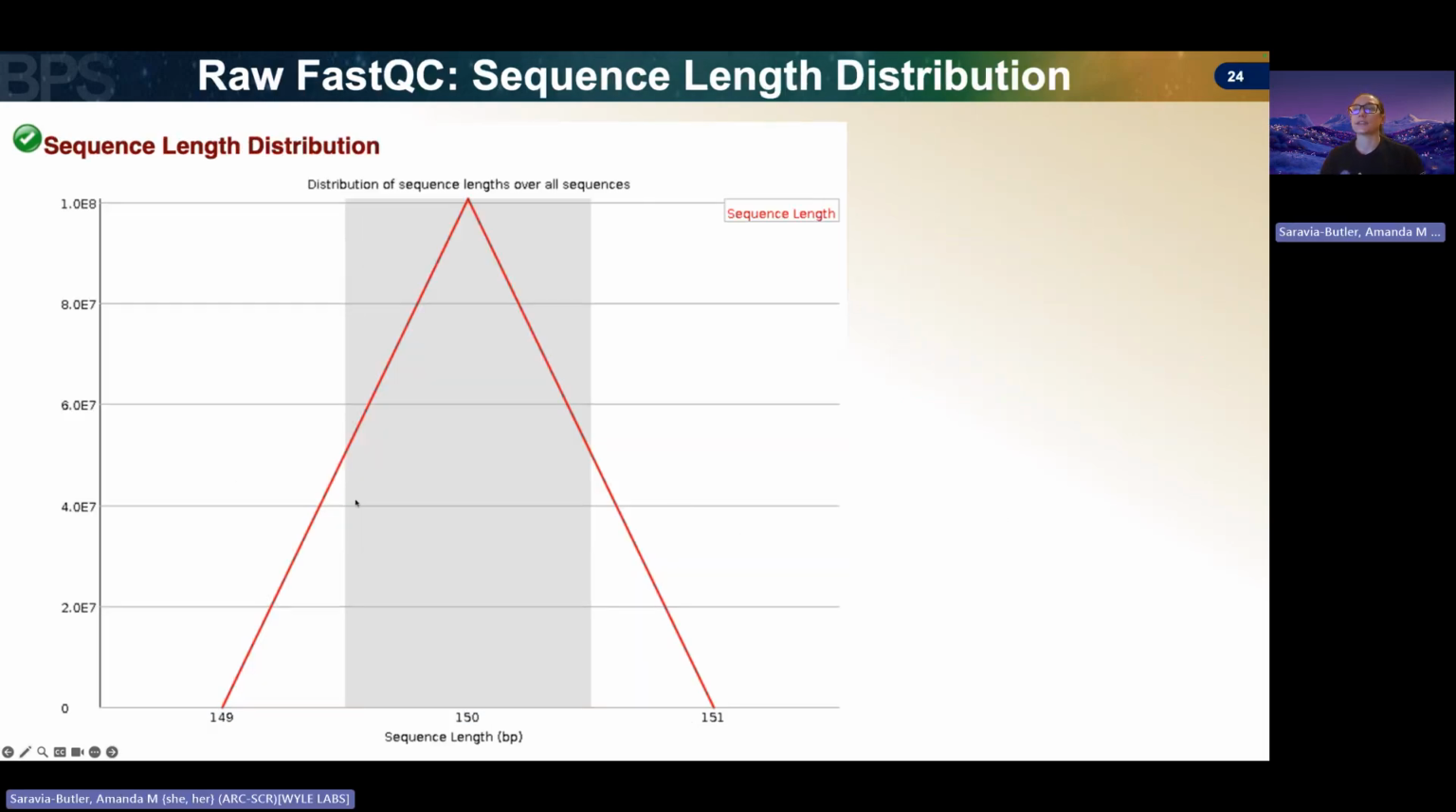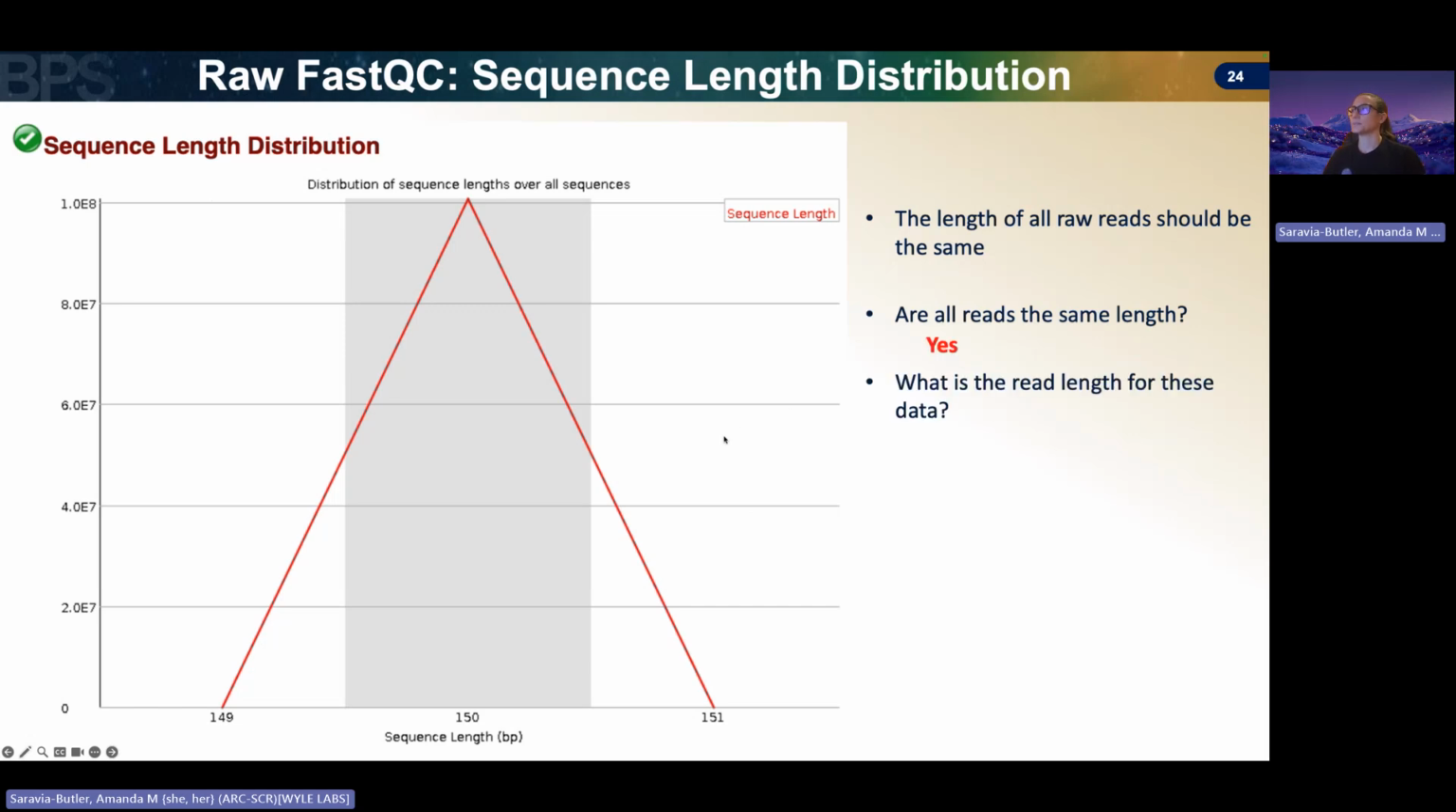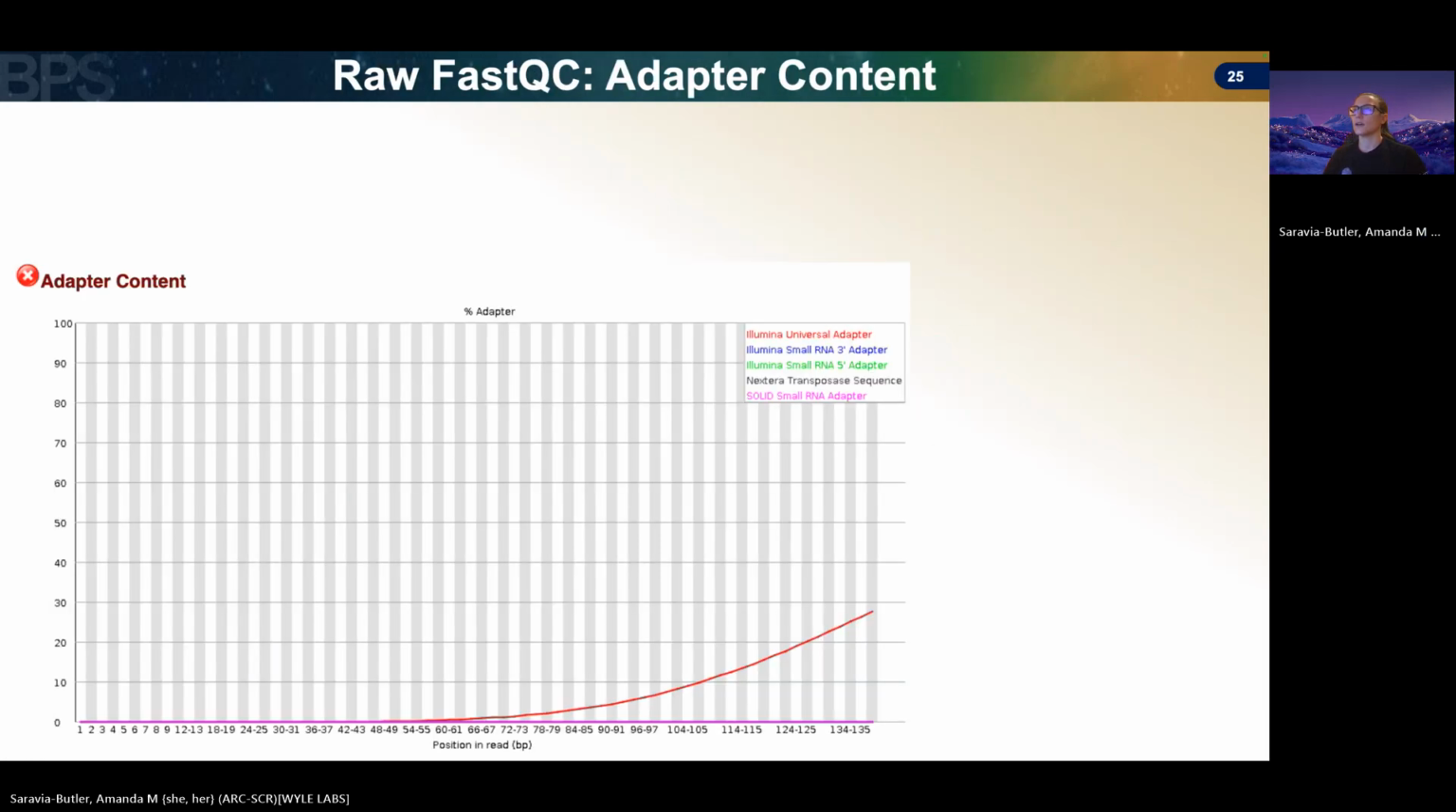Next, we're looking at the sequence length distribution module of FastQC, and this is showing the sequence length on the x-axis and the number of reads on the y-axis. We see that the length of all reads is the same, 150 base pairs, as it should be if you're looking at raw data. So are all reads the same length? Yes, they are. What is the read length for these data? I already mentioned that, 150 base pairs.